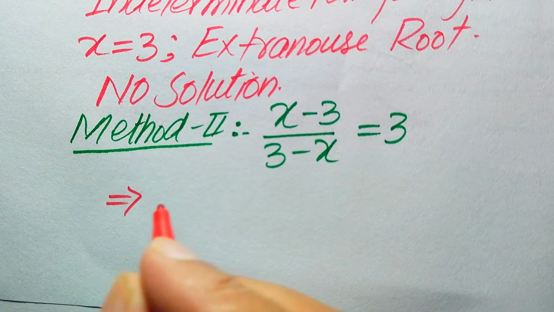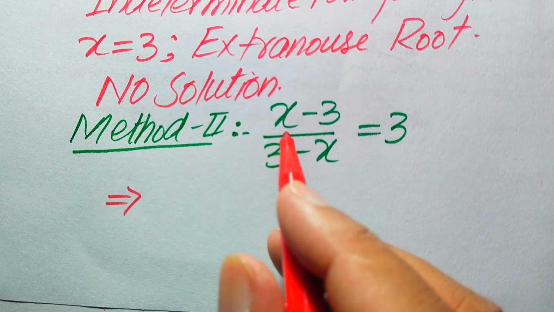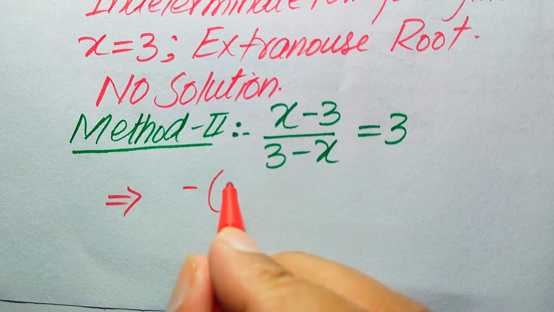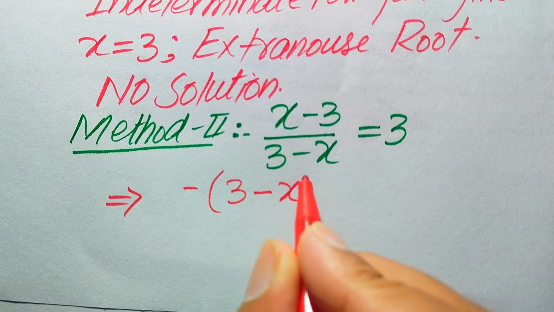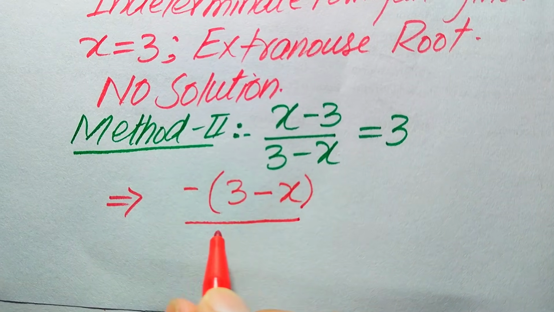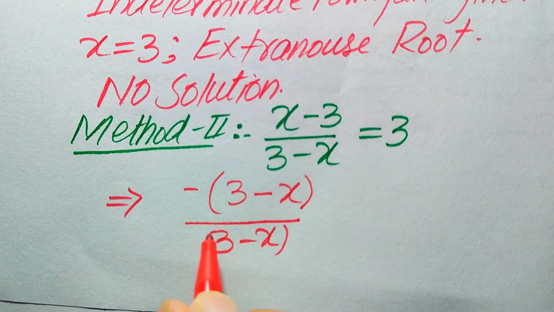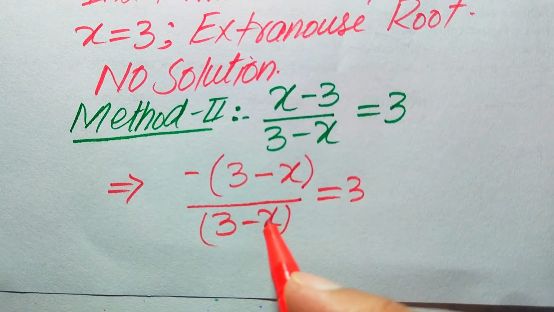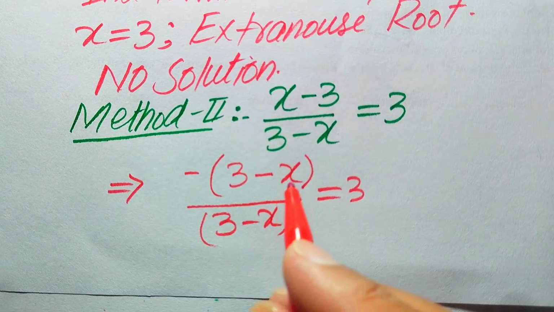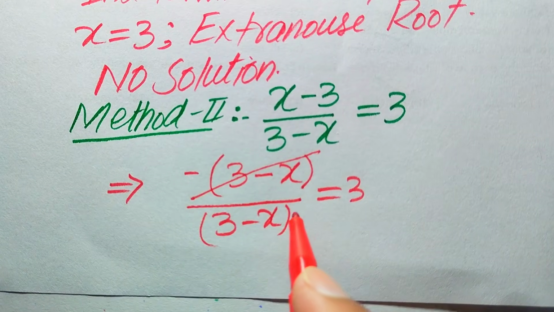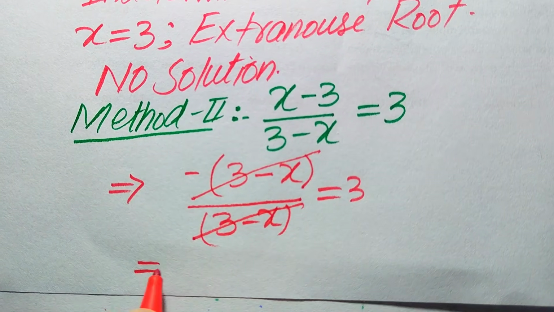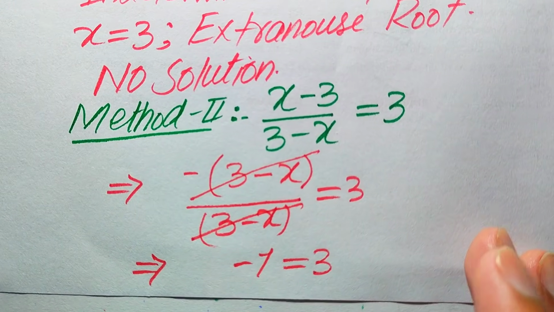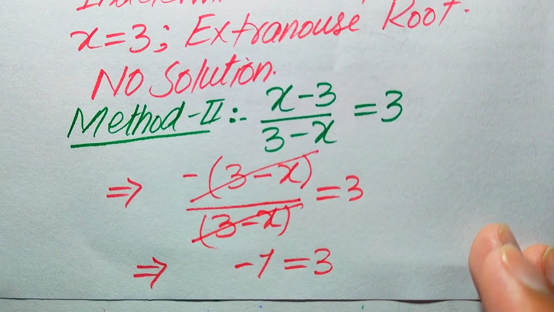In this method, we just take a common negative sign from the numerator, and when we take the common negative sign, the remaining values are (3 − x) divided by (3 − x), and this equals 3. Here we cancel the terms in the numerator as well as the denominator, and these two values are cancelled out by each other, and we get −1 equals 3.